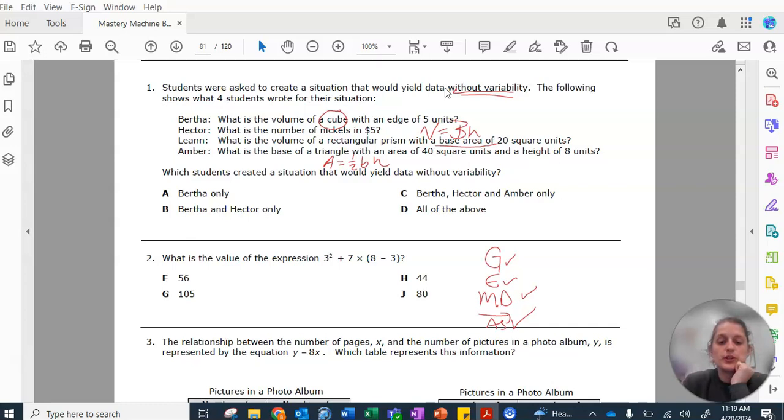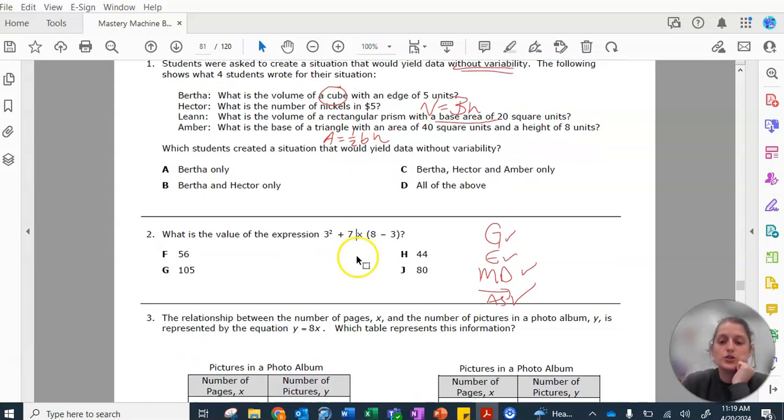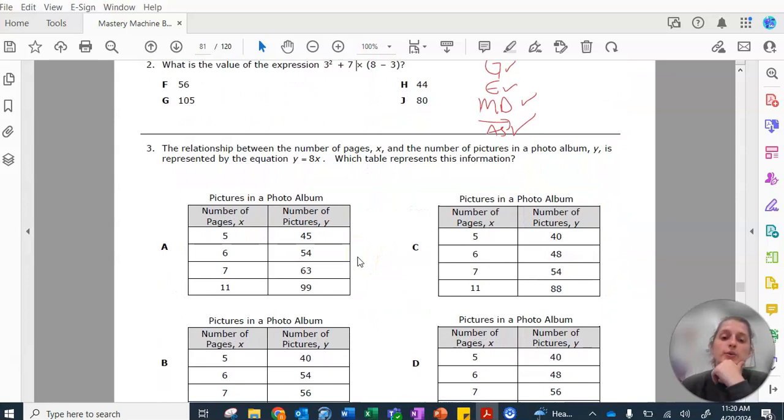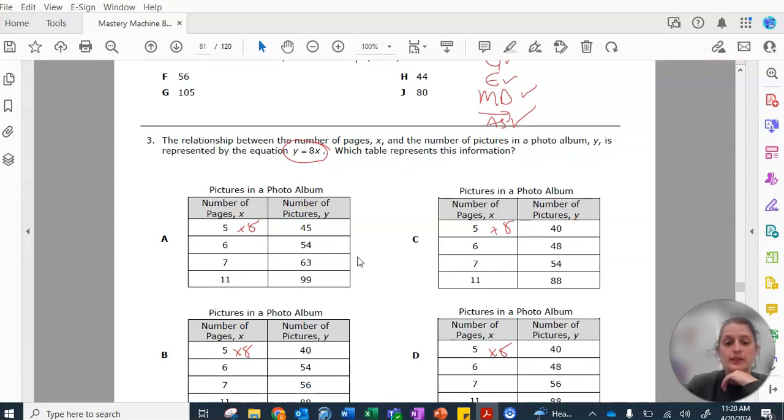The relationship between the number of pages, X, and the number of pictures in a photo album, Y, is represented by the equation Y equals 8X. Before I even look at my answer choices, I know I'm looking at a multiplicative relationship because I see the 8 and the X really close together. I don't see an adding or subtracting sign. So I'm looking for a times 8 relationship here. 5 times 8 is... okay, 5 times 8. All right, so I can eliminate 1 that way.